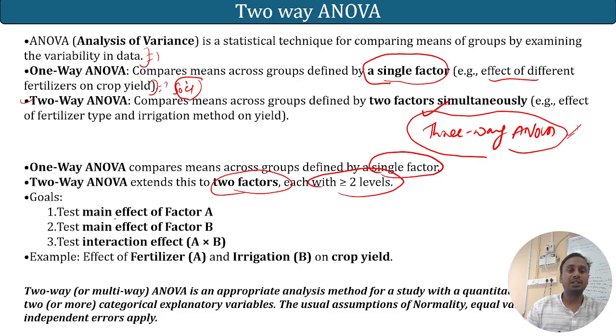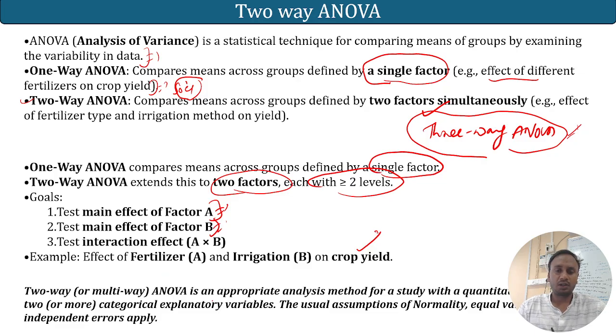So the first goal is to test the main effect of A, that we used to check in the case of RCBD and so on. Let's say when we have the RCBD, that will check one factor. Then individually factor B also. Then we check the interaction effect also, which is a very important part. It means, like, fertilizer A and irrigation B on the crop yield. So I think the two-way ANOVA is clear.